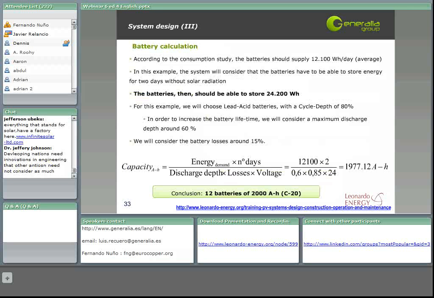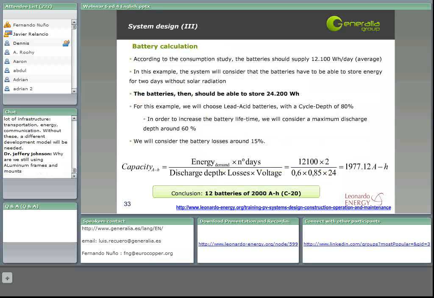So now we have to choose which type of batteries we want to use. In this example, we have chosen lead-acid batteries with a cycle depth of 80%, because we have already told you that these are the most typically used type of batteries for static energy storage. So a good recommendation could be to consider a maximum discharge depth of around 60%, even if these batteries can get up to 80%. We consider just 60% in order to increase the battery lifetime.